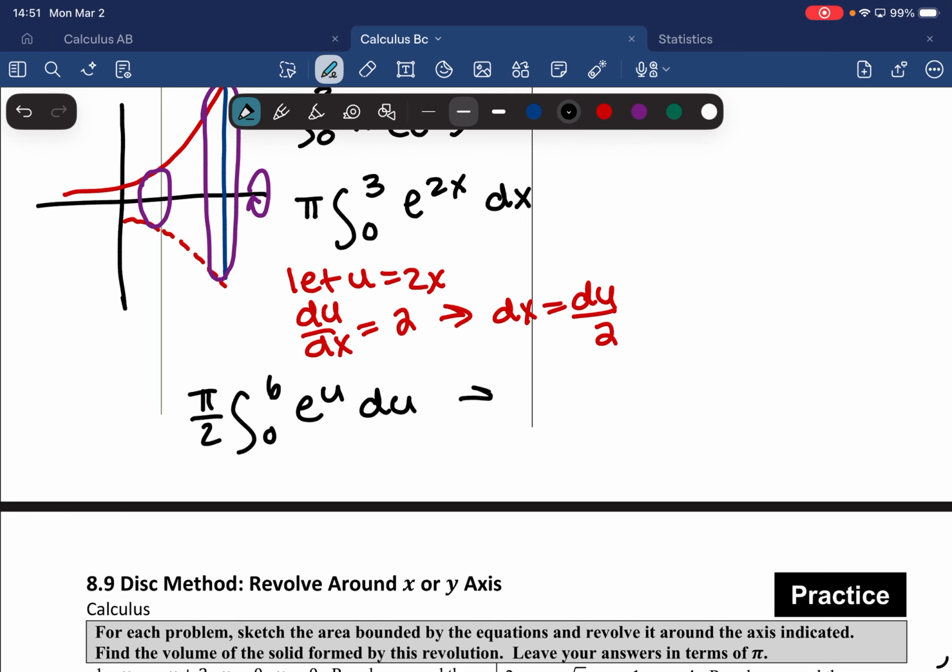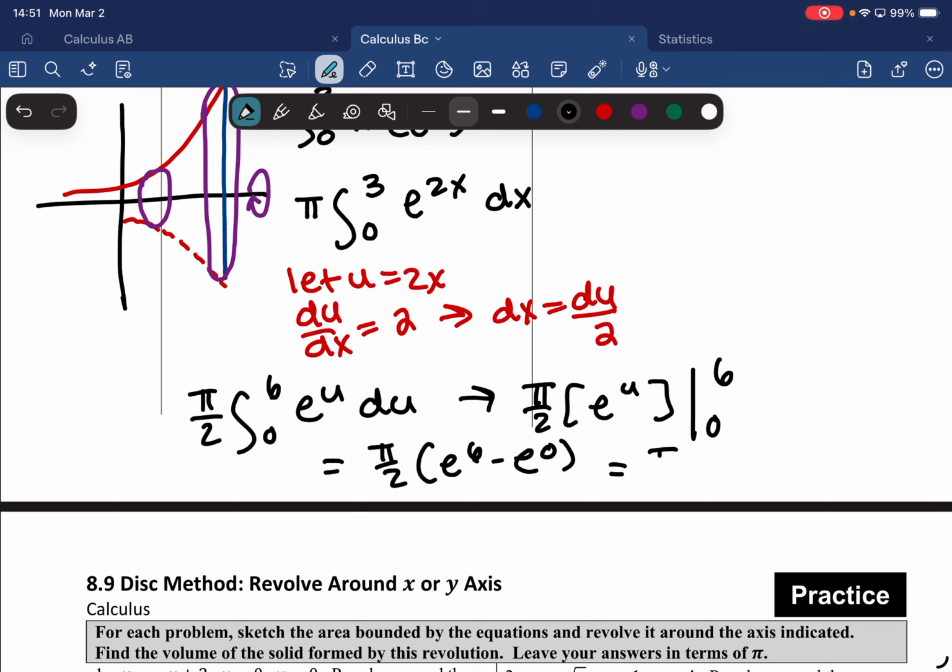Okay, so solving this, this would be pi halves of e to the u evaluated from 0 to 6. Which means I have pi halves, e to the 6 minus e to the 0, which is pi halves, e to the 6 minus 1. That's my answer. Of course, I could simplify this further if I had a calculator and I could actually give a decimal approximation. But if I'm doing this by hand, there's no way that they're going to expect you to know what e to the 6th power is by hand. Okay, so this would be a good answer to stop at.